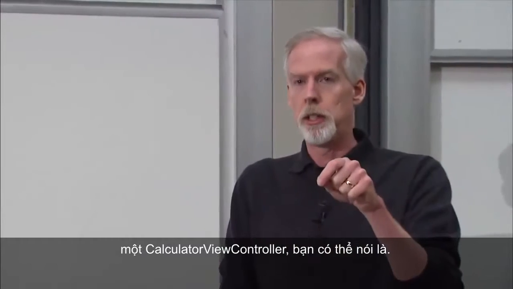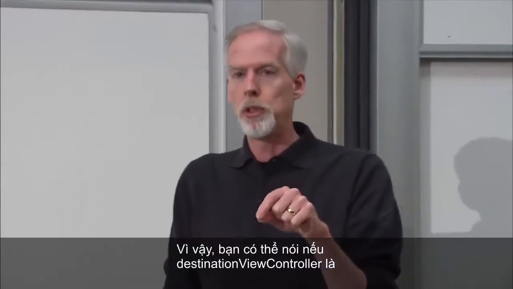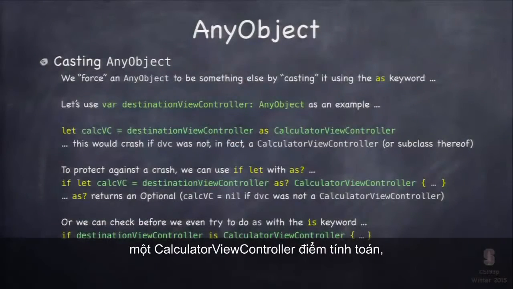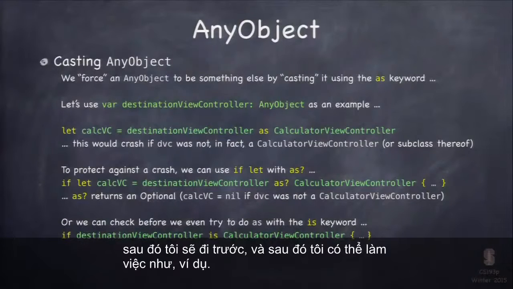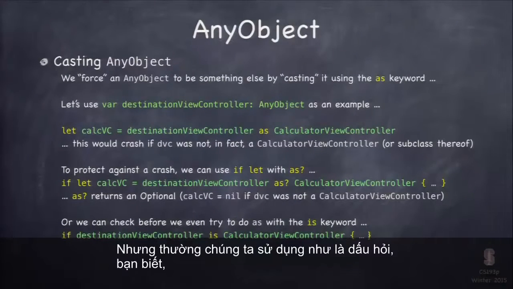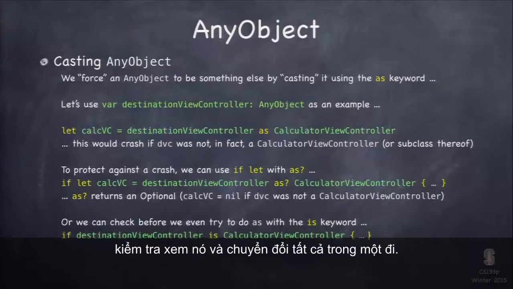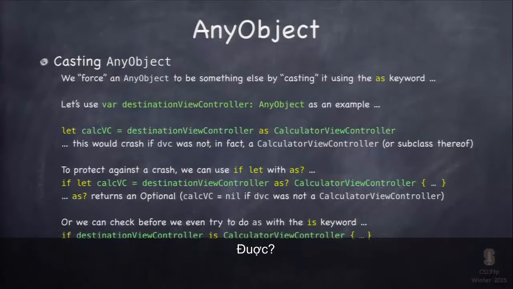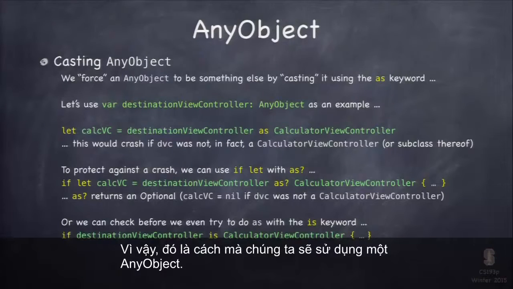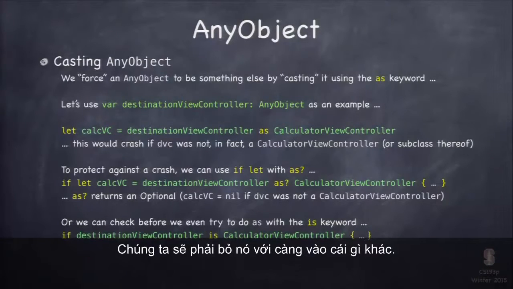You can say "is". So you can say if destination view controller is a calculator view controller, then I'll go ahead and do the as, for example. But usually we use the as question mark, to check it and convert it all in one go. Okay? So that's how we're going to use an any object. We're going to have to cast it with as into something else.